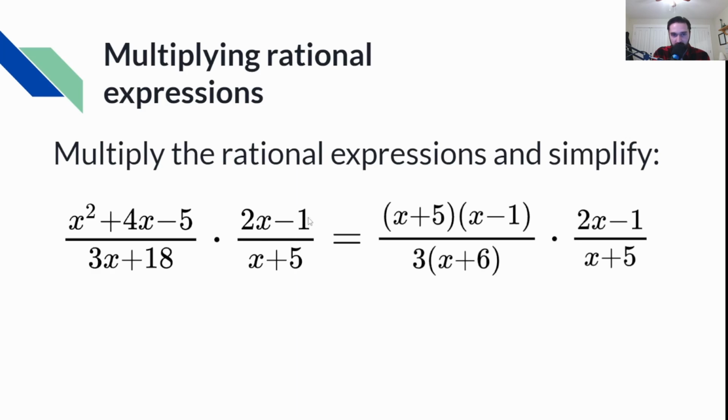This fraction, the stuff up top and the stuff on the bottom, can't be factored. So it's already in its simplest form, so we'll just leave it as is. Here we're multiplying these fractions. Multiplying fractions is easy. I've said it before and I'll say it again.